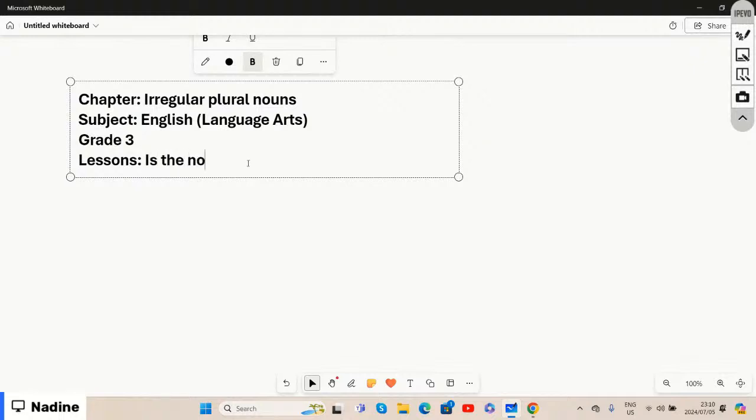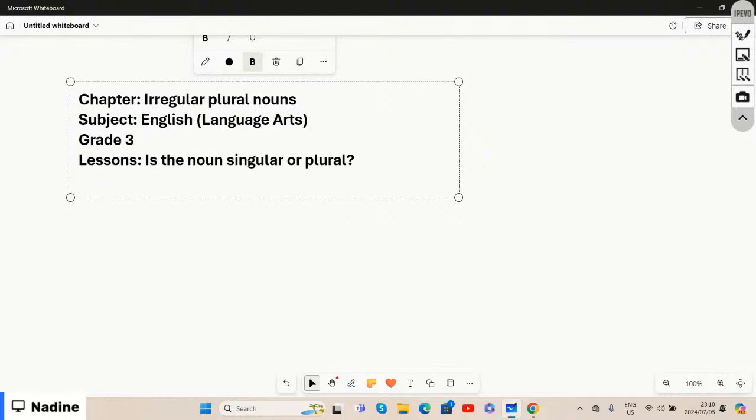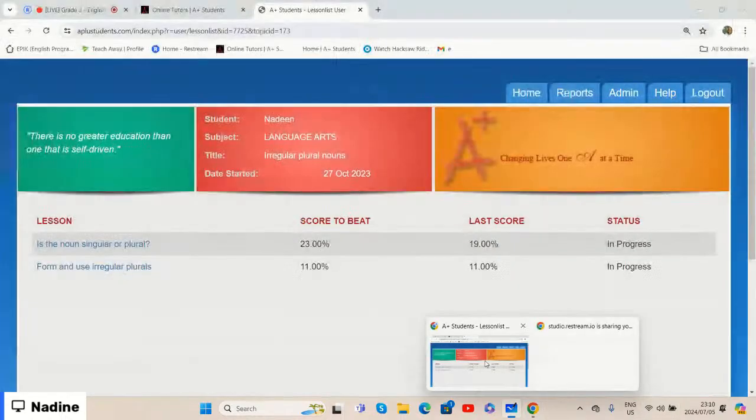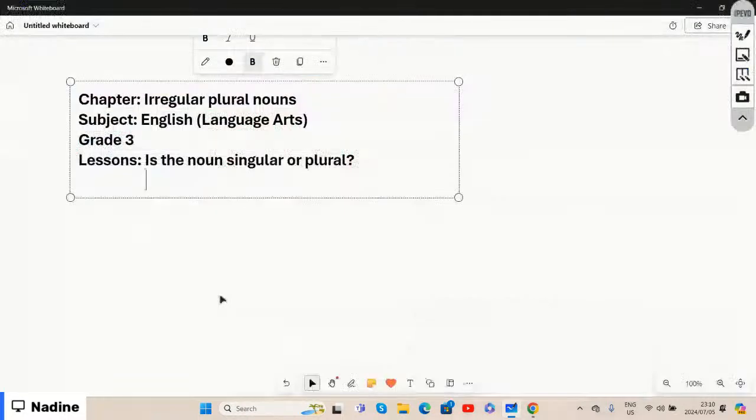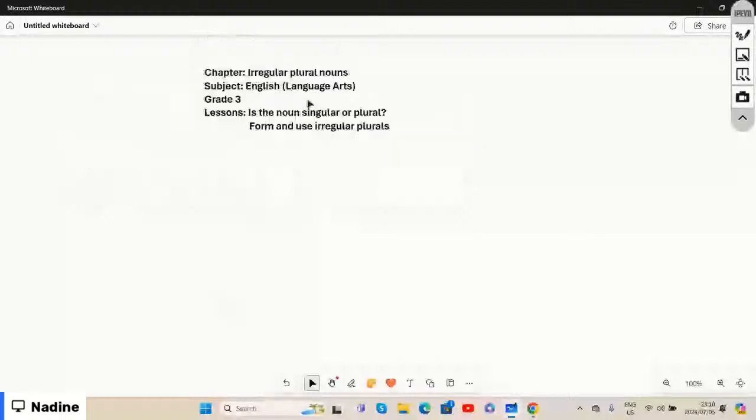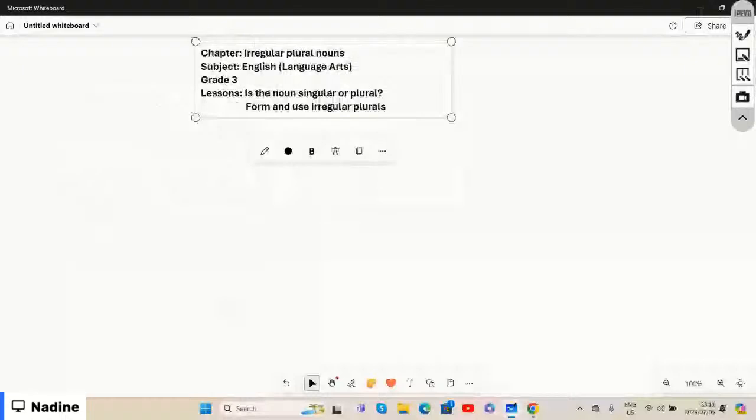So, is the noun singular or plural, and to form and use irregular plural. All right, so that is going to be our lessons for today under the chapter of irregular plural nouns.